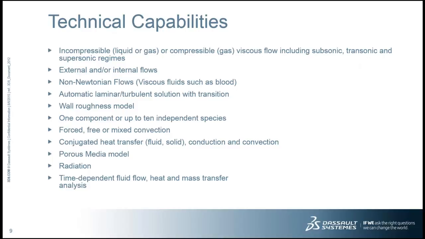We can do automatic laminar turbulence solution with transition. We can do wall roughness, so if you're working with a smooth pipe, you're going to have different flows than if you have a cast pipe that has a little bit more porous wall there, and so we can set up a model for wall roughness as well to calculate pressure drops and turbulence and things like that. As I mentioned, we can have up to 10 independent fluids in one study.